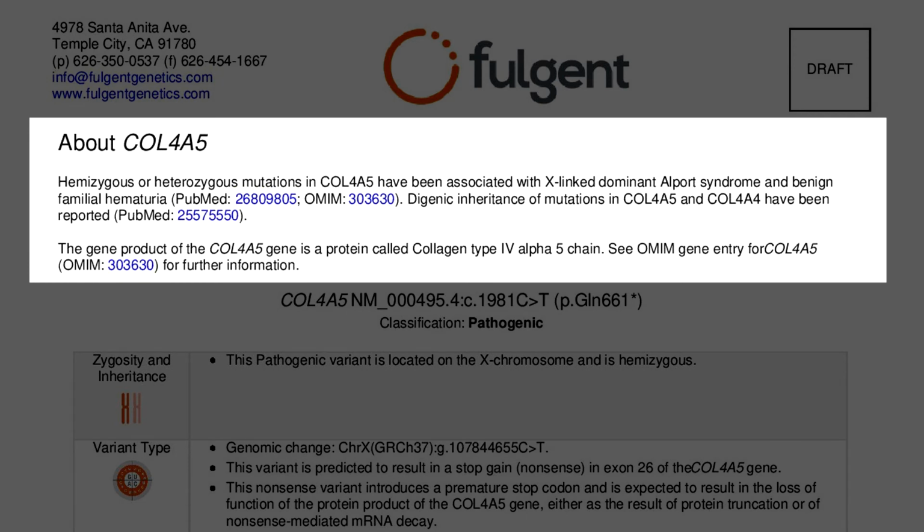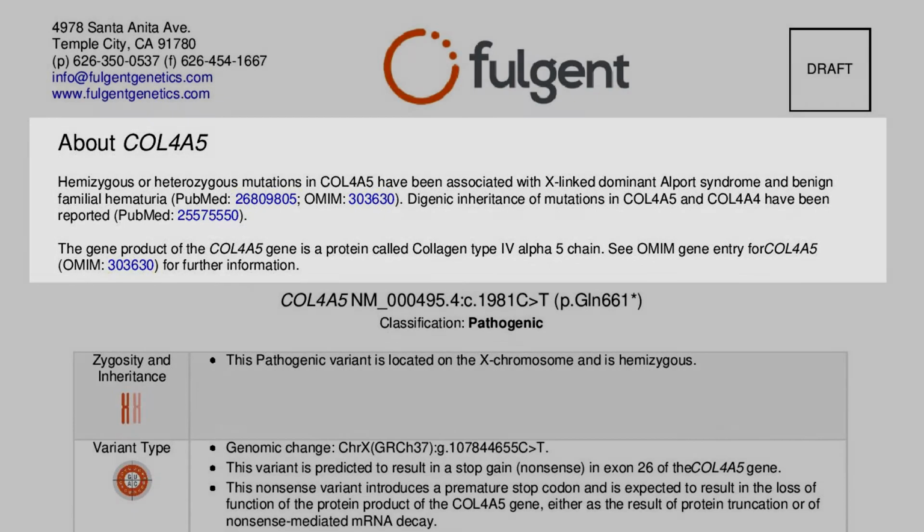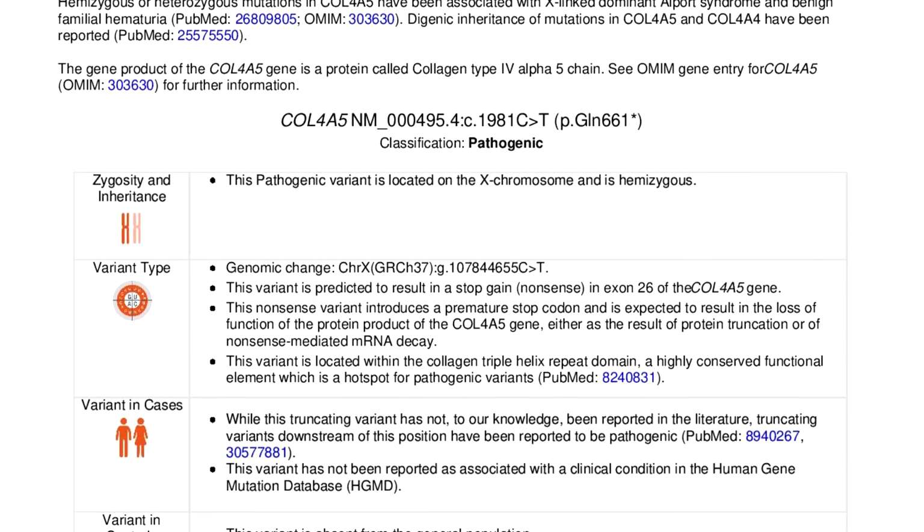This is typically a paragraph of information regarding the types of genetic conditions associated with that gene. The links will take you to primary or secondary sources like PubMed and OMIM, which are bedrock tools used by the entire genetics community. Next up is the variant table.